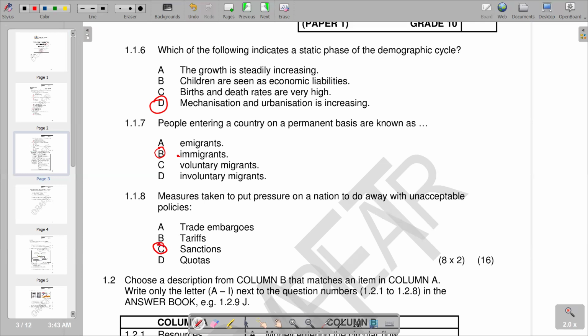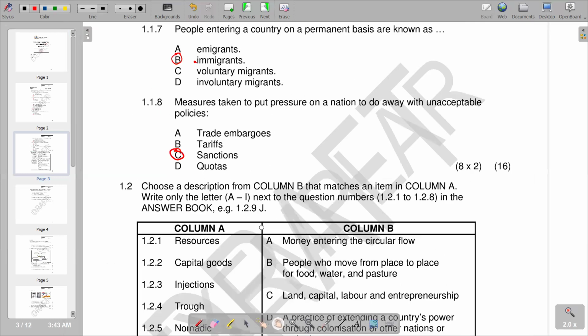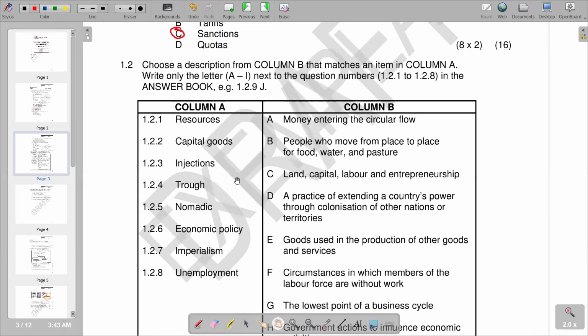Then we go to 1.2. 1.2 is now on the matching. So we've got to choose a description from column B that matches an item in column A. Write only the letter next to question numbers, that is 1.2.1 to 1.2.8, in the answer book. So I give it on the way that you are supposed to present in the answer book. Then column A, the first term that we have there is resources.